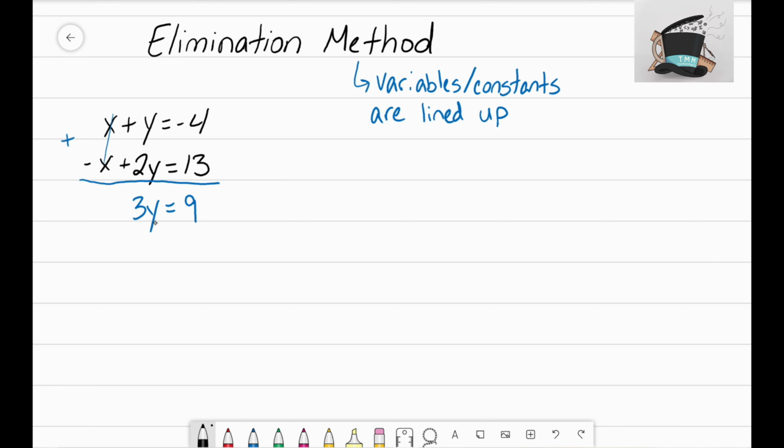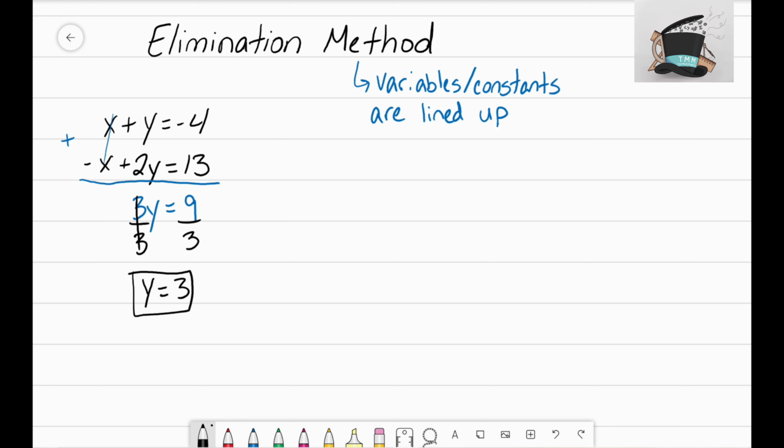I want y by itself. 3 is multiplying the y. So why don't we go ahead and divide both sides by 3. My 3's on the left side will turn into a 1. And so I'm left with y equals 9 divided by 3, and that is 3. So I have solved for my y variable.